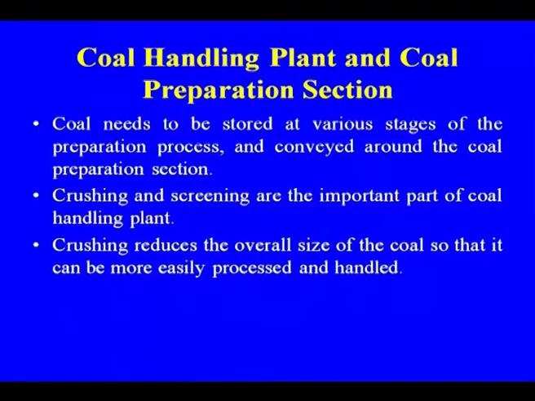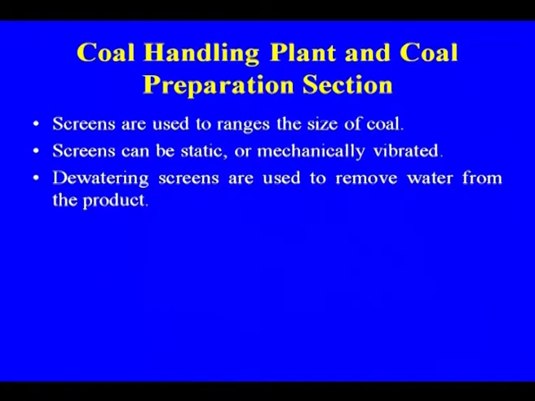Coal needs to be stored at various stages of the preparation process and conveyed around the coal preparation section. Crushing and screening are important parts of the coal handling plant. Crushing reduces the overall size of the coal so that it can be more easily processed and handled during the carbonization process. Screens are used to range the size of the coal. Screens can be static or mechanically vibrated. Dewatering screens are used to remove the water from the product.